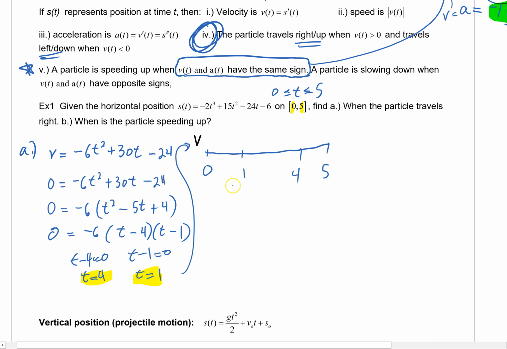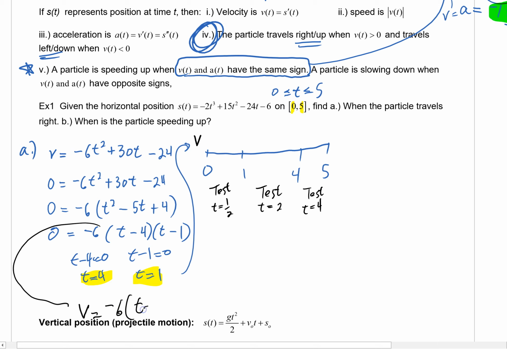Look, I could real quickly say we could test t equals 1/2 between 0 and 1. Between 1 and 4, we could maybe test t equals, say, 2. Between 4 and 5, we could test, say, t equals 4.5. And of course, kids are going to say, test what exactly? Well, look, your v is negative 6 times t minus 4 times t minus 1, right?